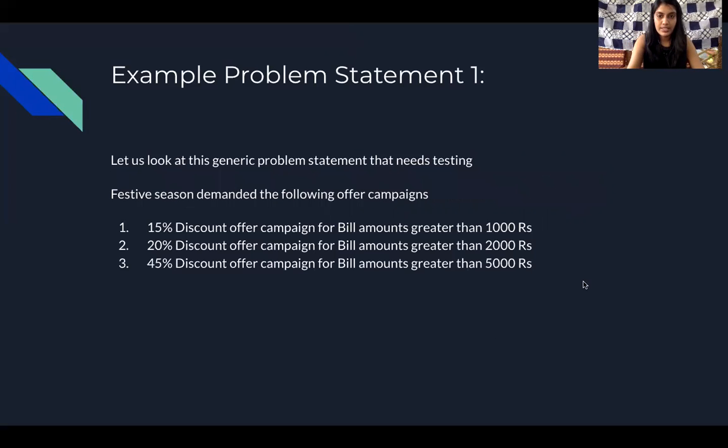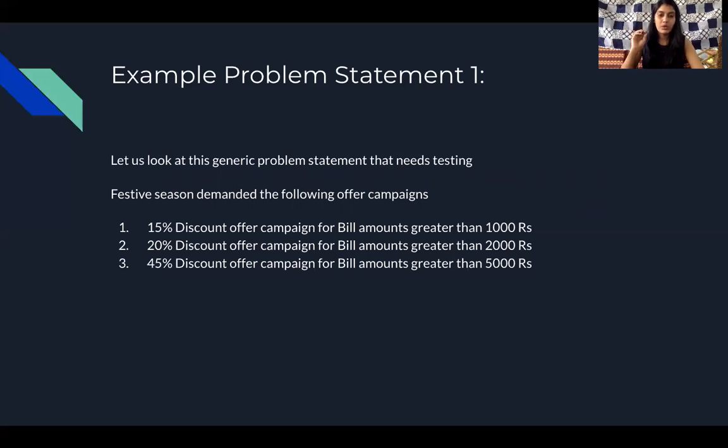Going forward, let's just look at this one problem statement. A tester is given a module to test the discounts provided based on bill amounts. If you see the problem statement, it is pretty straightforward. If the bill amount is greater than say 1,000 rupees, you get a discount percentage of 15%. If the bill amount is greater than 2,000, then you get a 20% discount, and a 5,000 bill amount will give you somewhere around 45% discount.